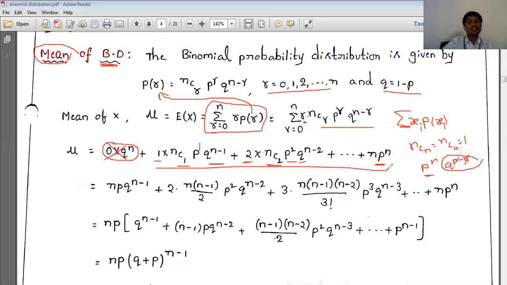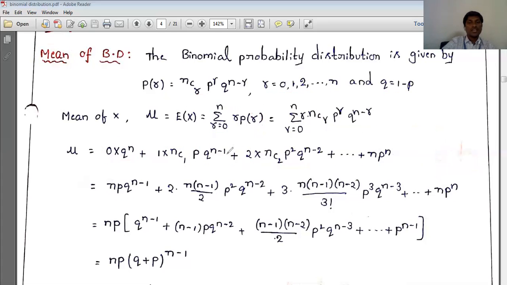From here onwards, first we expand this one: n p q power n minus 1. How did we get this? 1 into nC1, and nC1 is nothing but n, so 1 into n is n, and next P and Q power n minus 1. That is clear. Next, 2 and nC2. The formula is nCr. So nC2 is nothing but n into n minus 1 by 2 factorial, and P square Q power n minus 2.